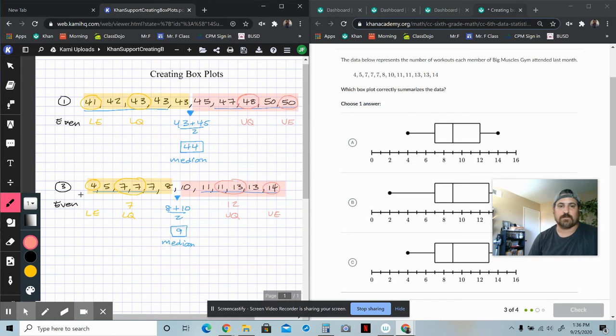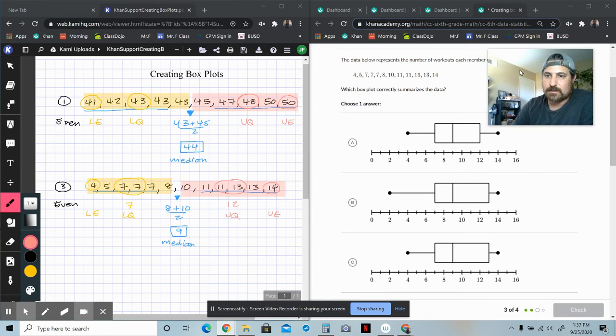So you go 4 for the one end, 14 for the high end, and then the box should be from 7 to 12, and the 9 should be where the line goes down the middle. Let's see which one matches this. So we want to go from 4 to 14. So from 4 to 14, that works. This one's wrong, and this one works. Okay, so it's either A or it is C.